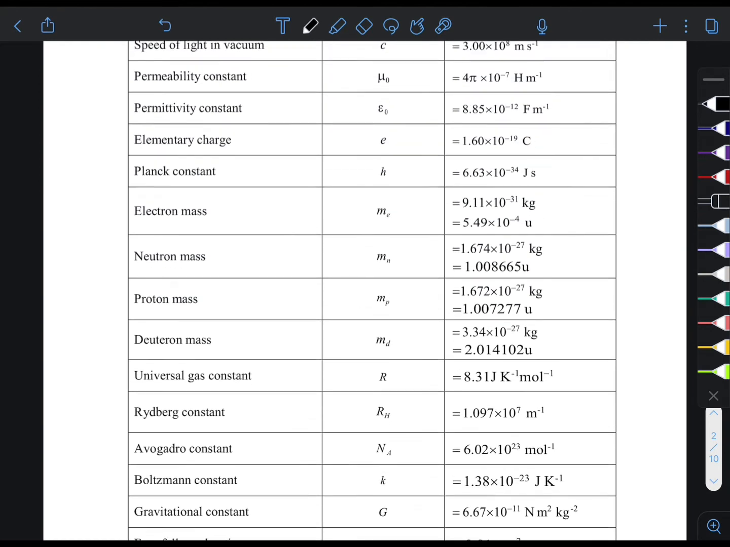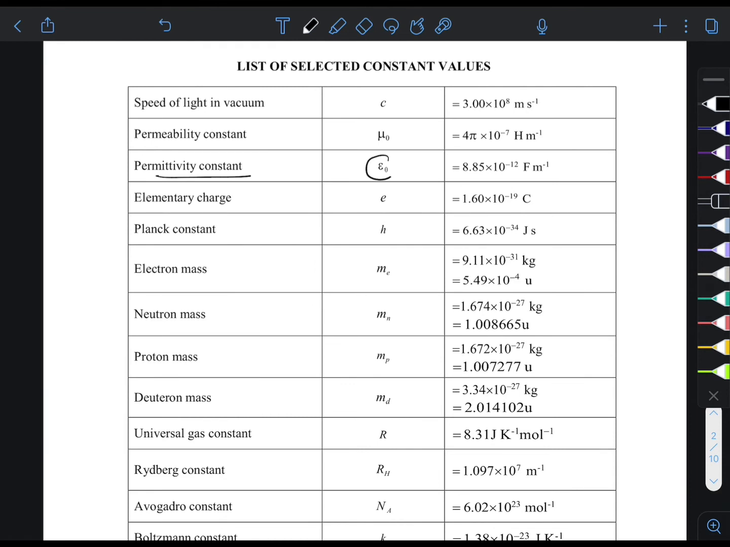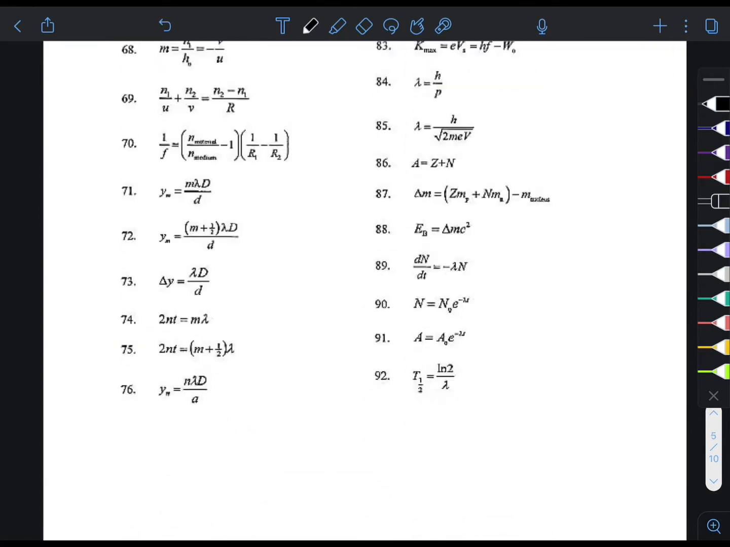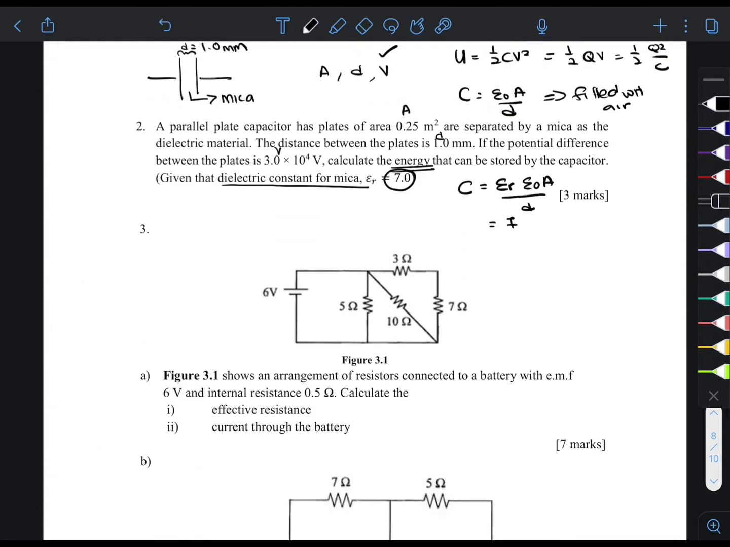Boleh pergi rujuk dekat list of constants. Kamu akan dapat nilai permittivity constant iaitu epsilon naught 8.85 darab 10 kuasa negatif 12. So your epsilon naught is 8.85 times 10 to the power negative 12. Tadi area is already given in the unit of meter square. So masukkan saja nilai, and then distance between the plates is given in millimeter, maka kena darab dengan kuasa negatif 3 untuk convert dia pergi SI unit, iaitu dalam meter. So you will end up with 1.55 times 10 to the power negative 8 farad.